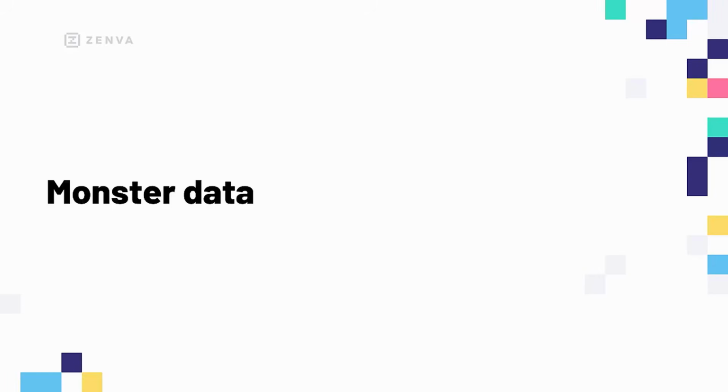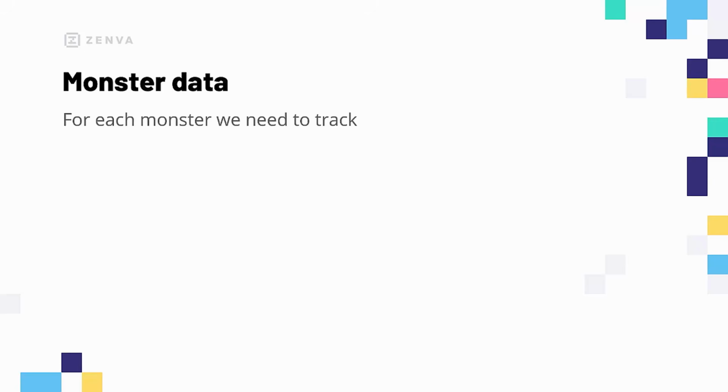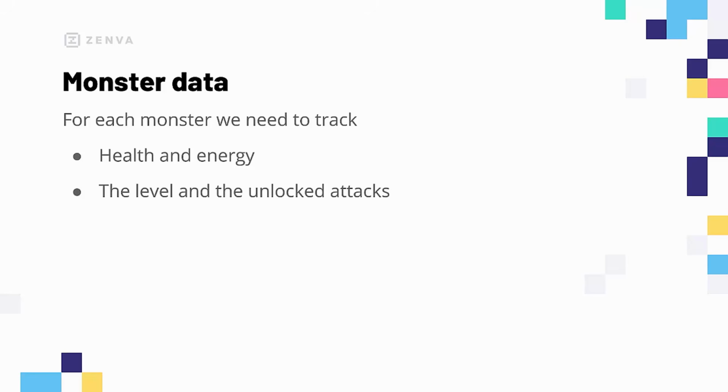Time to talk about the monster data. This will be the actual monster. It itself is not going to be visible inside of the game. For that, we are going to use the battle sprite. So effectively for this part, we are just going to create data and keep track of it. That means for each monster, we have to track a couple of variables. Most importantly, we need health and energy. We have to know the level of the monster and what attacks are being unlocked.